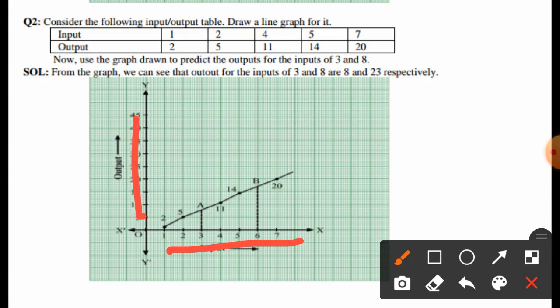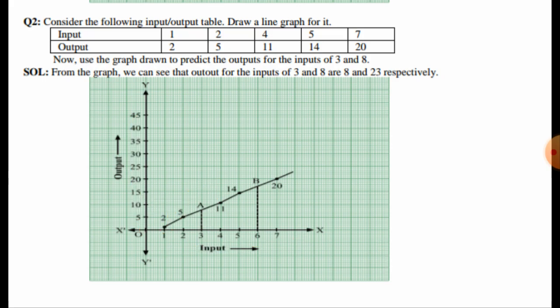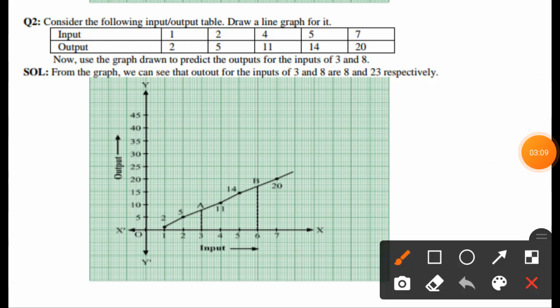So after representing this, we have given 1 and 2, then 2 and 5, then after this 4 and 11. So this point we have to represent. After this, for 5 it is given 14, and then for 6 we have to find this point B, and for 7 it is given 20. Now for 7 here we have 20. Now here we have to depict the points for 3 and for 6. So for 3 it will be equal to 10, and for B it will be equal to 17. So this point we have to depict.